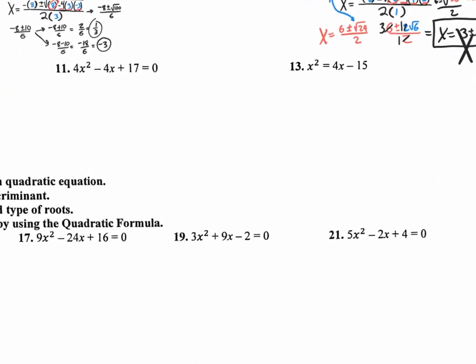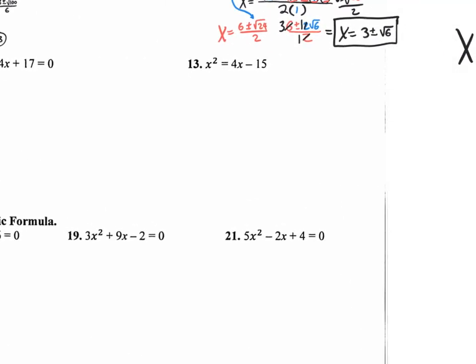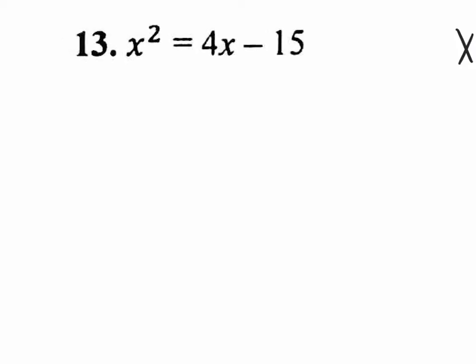Pick one, 11, 13? 13. What do I need to do first before using the quadratic formula? Set it equal to 0. So let's subtract 4x and also add 15. I'm doing 2 steps in one. So I am going to subtract 4x and add 15. Right? That's what I did. I subtracted 4x. I added 15.